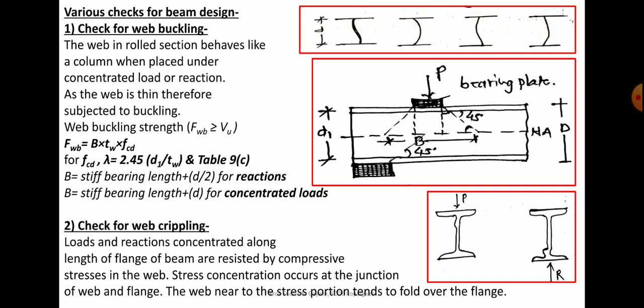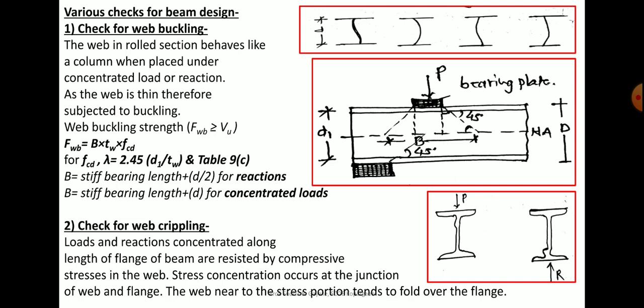Already in classification of section we have seen that these members are a combination of different elements, and every element may buckle locally. So likewise local failure may be there only for web, and that comes under the category of web buckling. The web in a rolled section behaves like a column when placed under concentrated loads and reactions. As the web is thin and subjected to buckling, web buckling strength, that is FWB, should be greater than your maximum shear force VU. So VU stands for ultimate factored shear force, and that should be less than your buckling strength of web.